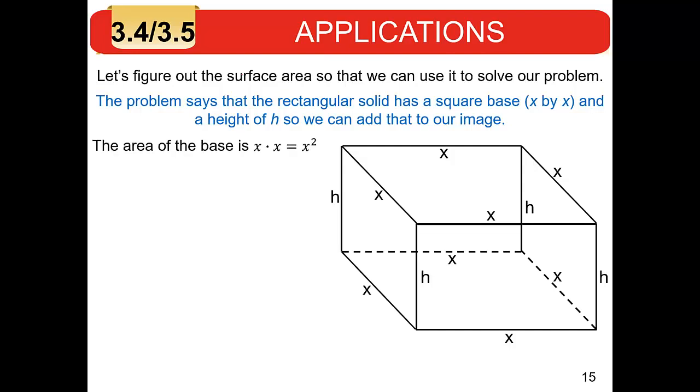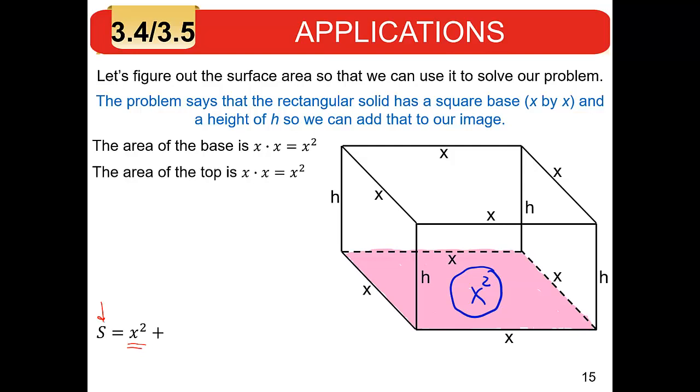Well, think about the area of the base. It's a square, x by x, and I sort of colored it in so you can see the base of this thing has an area of x squared. But this thing also has a top. If you start off, you're adding in, that's the area of the base. We're building up our surface area formula, and so far I've only got the area of the base in there. But I know that the top is also x by x, so I've got to throw in another x squared. So this is the bottom, this is the top.